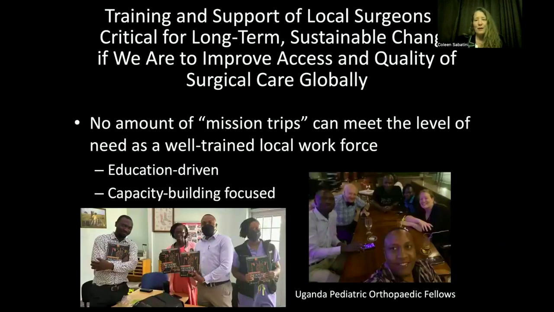We certainly know from the model that has been displayed for us here at UCSF by Rick Coughlin, Rich Goslin, and the IGOT crew that training and support of local surgeons is critical for long-term sustainable change if we are to improve access and quality of surgical care globally the way that we need to in order to meet this unmet burden of surgical disease over time. And no amount of mission trips, which is what lots of people think about when they hear about global surgery, can meet this level of need. Only a well-trained local workforce can do so. And so our work really should be education-driven and capacity-building focused.